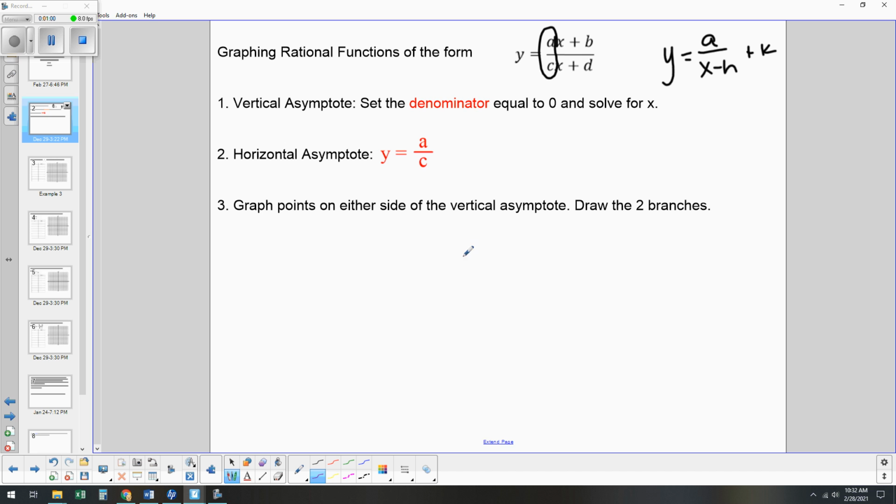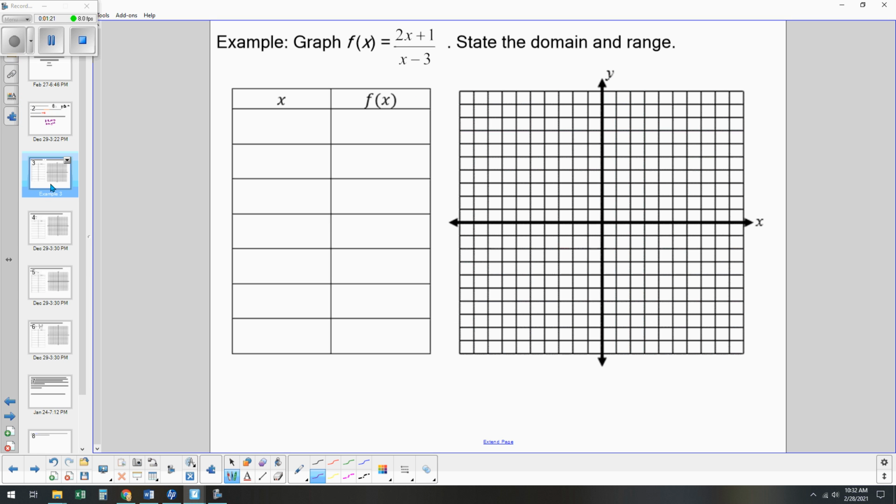The only thing I want to remind you is domain was all real numbers except x can't equal the vertical asymptote, and our range was all real numbers except y couldn't equal our horizontal asymptote. In this case, it's a over c. So let's get into it.